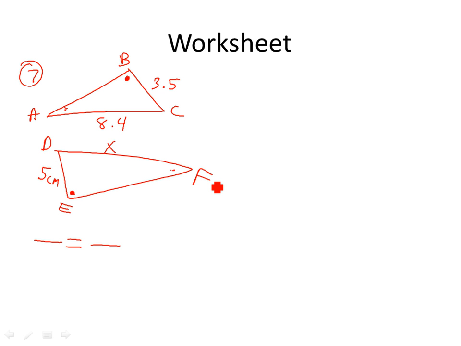Pick me a side that we know in the top triangle. 3.5, which is BC, right? Now what's BC match up to in this triangle? So that's going to be our first ratio. Now I'm sorry, did we need a scale factor on this one? So let's do the scale factor, I forgot that. So our scale factor is 3.5 over 5.